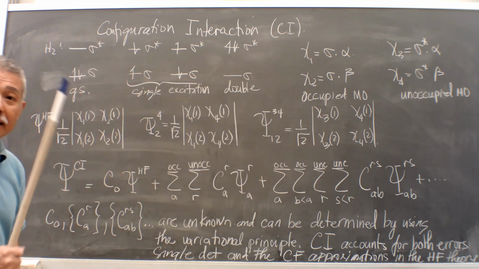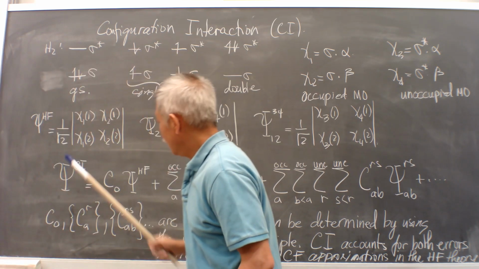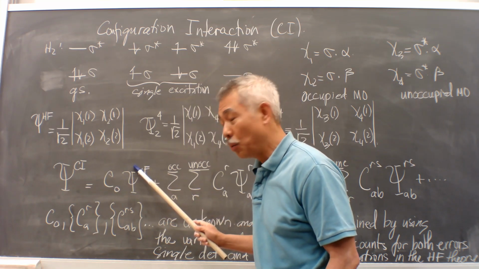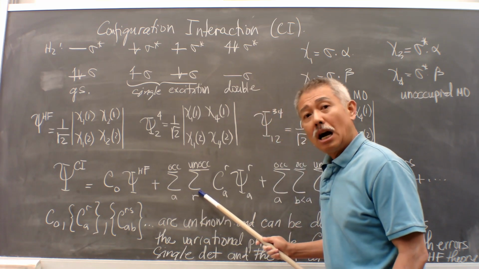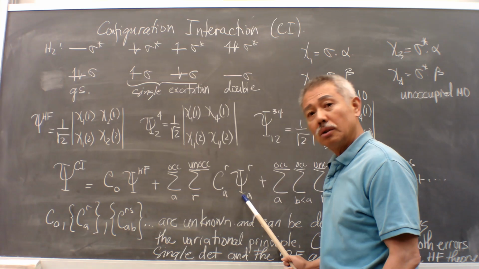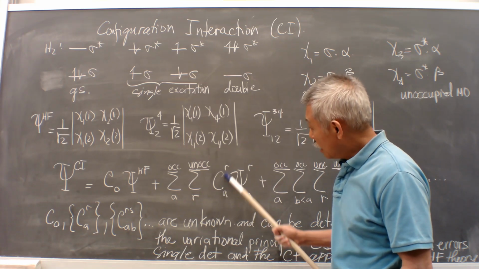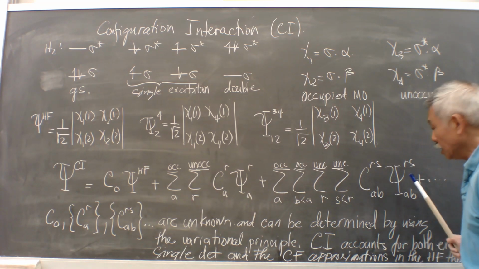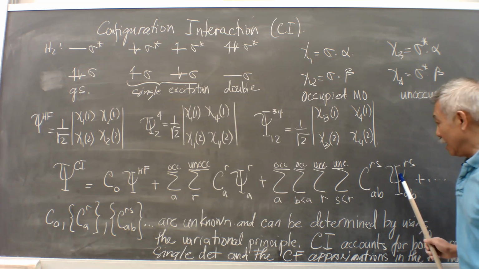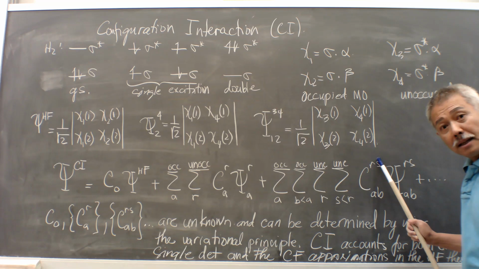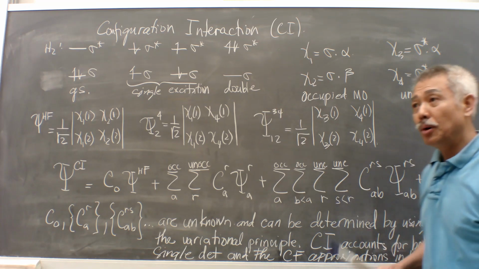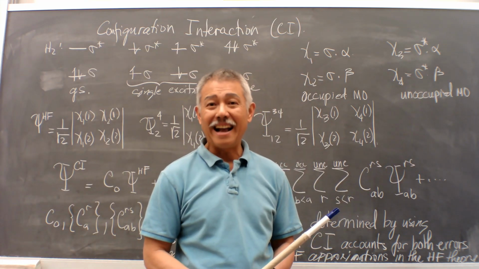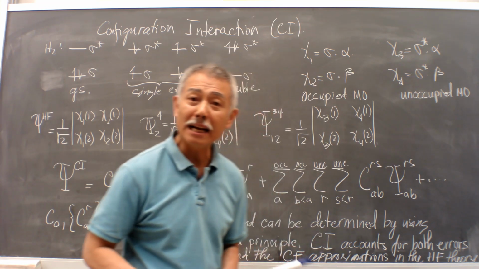So the CI wave function is then written as a weighted contribution of the Hartree-Fock ground state wave function, added to all contributions of the single excitations multiplied by their weighted contributions, added to all contributions from double excitations multiplied by their weighted contributions, and all triple excitations, all quadruple excitations, to all orders, up to n-th order excitations, where n is the number of electrons.